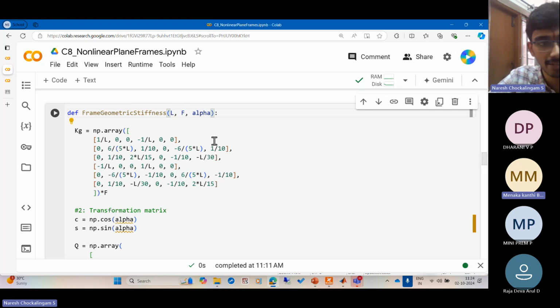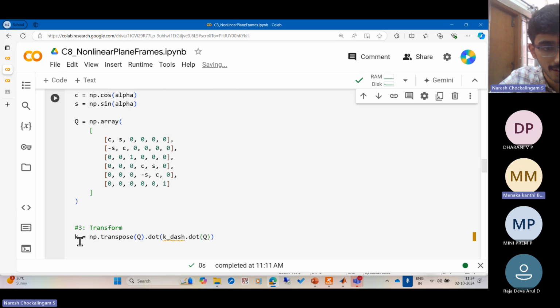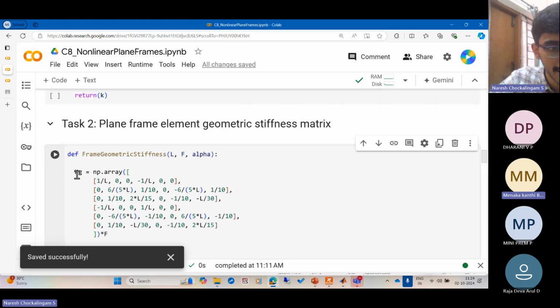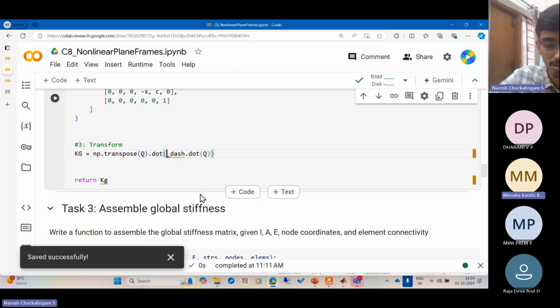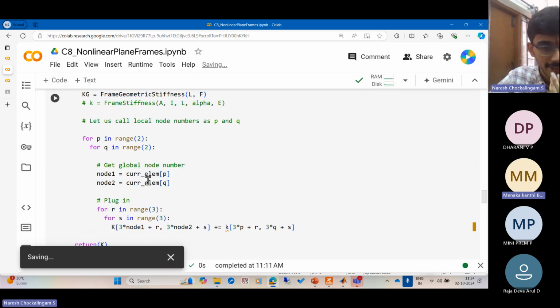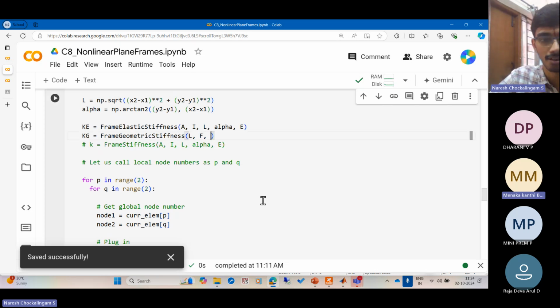So this we derived in the axis aligned coordinates. We have to transform it back. So this gets in alpha, and KG is equal to, so this I can call KG dash. This is KG dash. This is KG dash. And this is KG. Fine. So this will return the transformed elastic stiffness matrix and the geometric stiffness matrix.